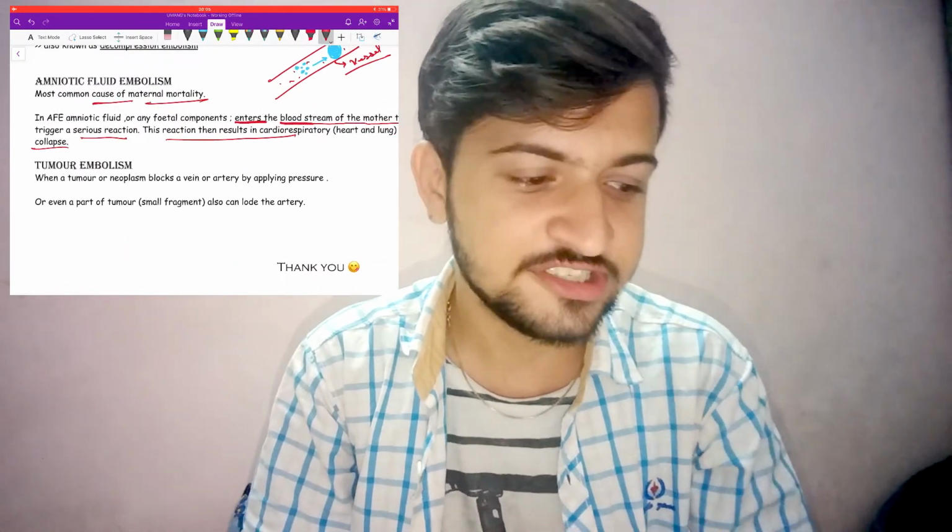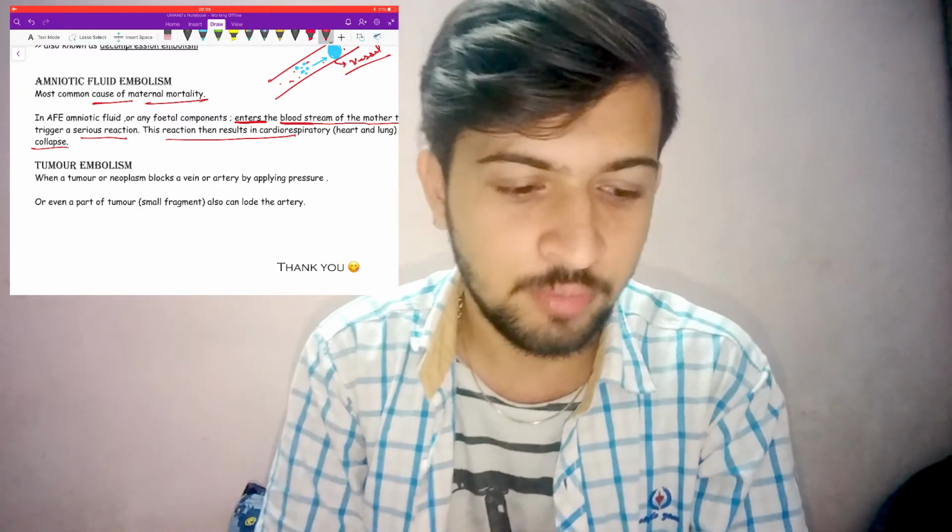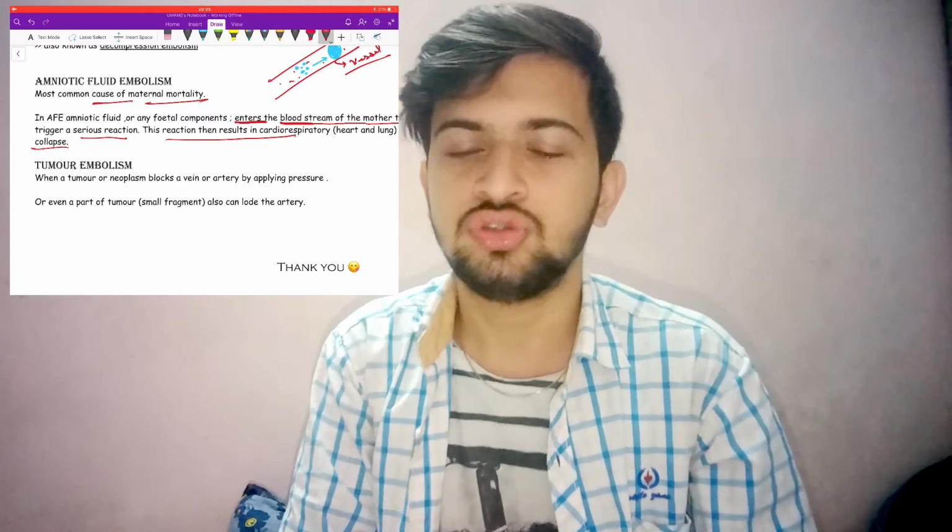So the last one is tumor embolism. It is when a tumor or neoplasm blocks a vein or artery by applying pressure. Listen, so now we have a tumor below the carotid artery. It will grow, so it can apply some pressure, so the blood flow is reduced, or even a small fragment of the tumor can lodge in the artery.